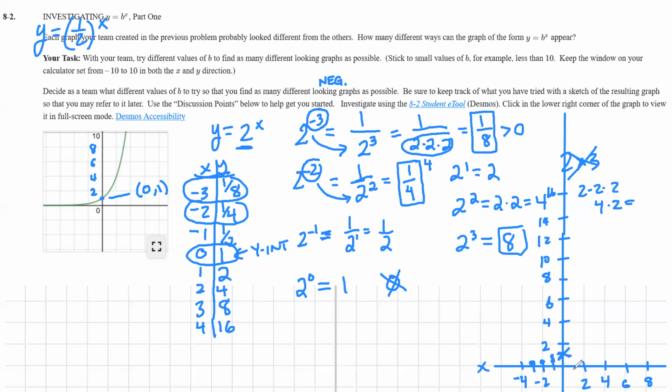And then 1, 2 is right here. 2, 4, 3, 8, and 4, 16. Oh, good thing I went to 16. Let me change my color to black, and let me erase this stuff right here. That'll be helpful. All right. 4, 16 is right here. So now we can make a graph.